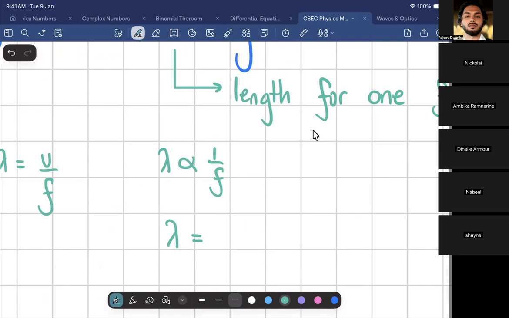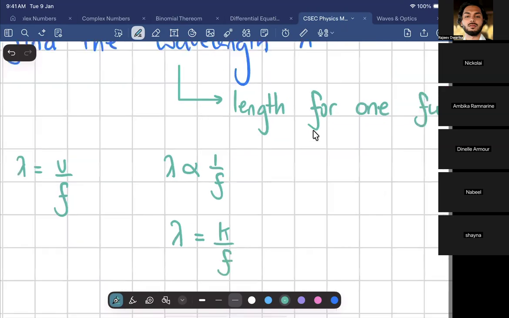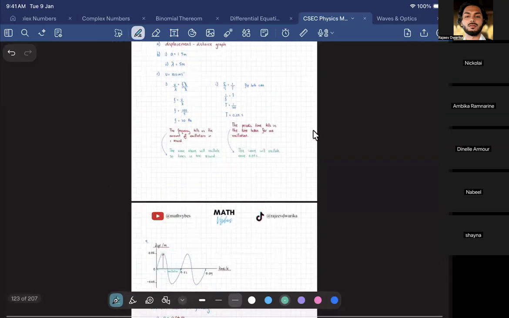Generally, it would be from the gas laws, 1 over F and F over 1. Nah, that would be K over F. Let me show you exactly what I'm talking about to jog your memory.